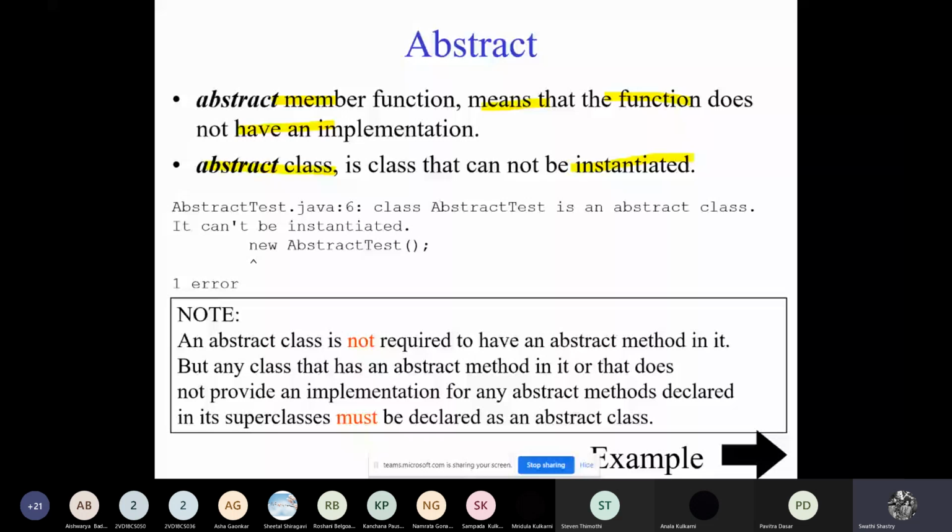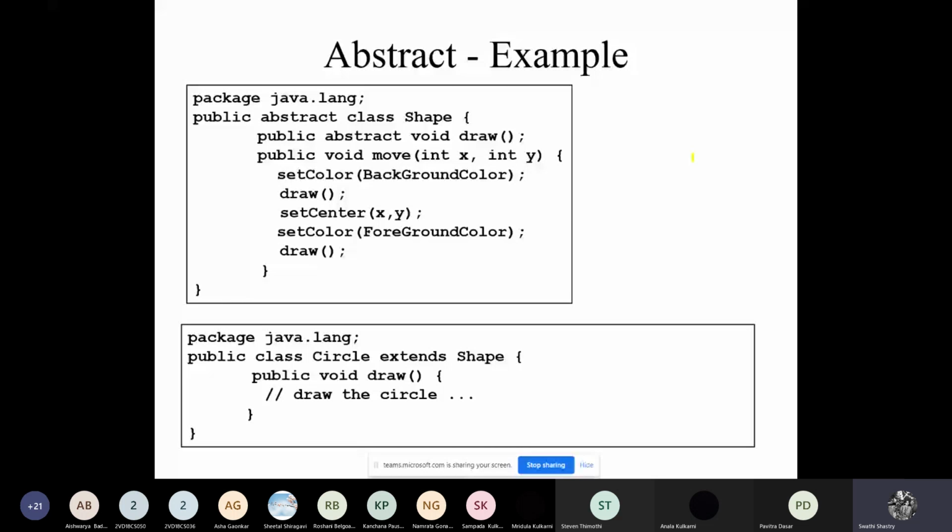If I cannot create an object, what is the use of that class? The only use of that class is that I have to derive it somewhere. That is the only choice. You can see an example. There is a class called shape which is abstract, and it has a function called draw, which is also abstract, and there is another function move which is not abstract and is kept as it is.